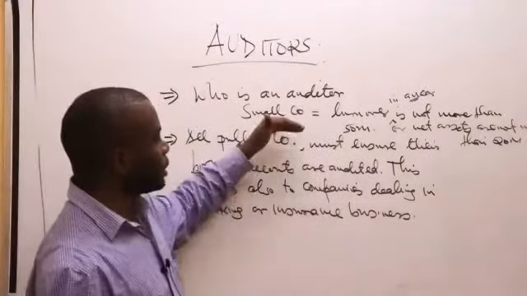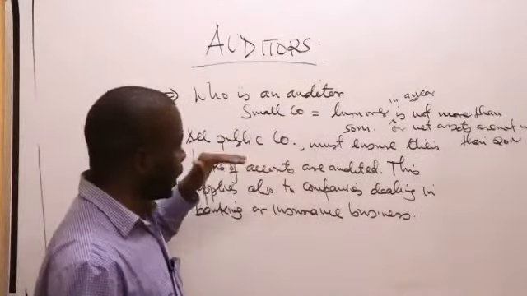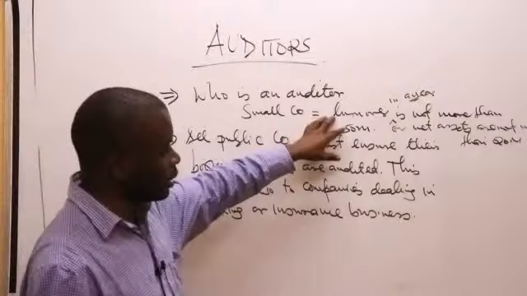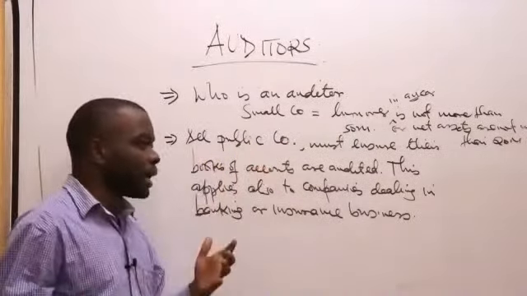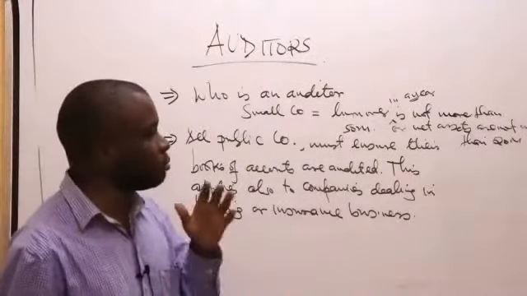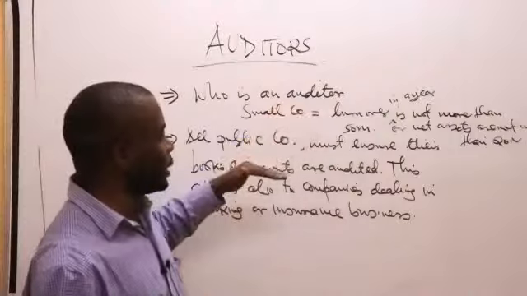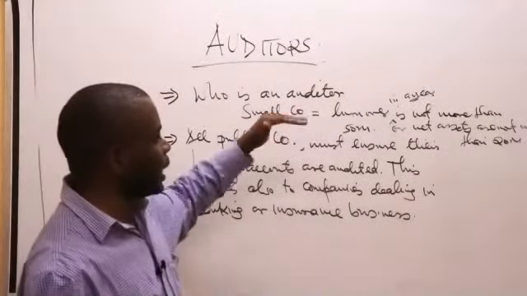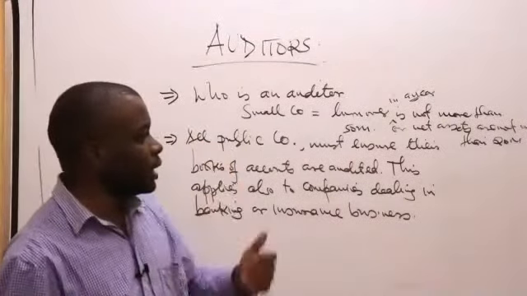But of course, this small company categorization only applies to private companies, because I've told you any public company, it doesn't matter the turnover or the net assets, must ensure that its books of accounts have been audited, whether it is small or big. The small company categorization does not apply to public companies. It only applies to private companies.